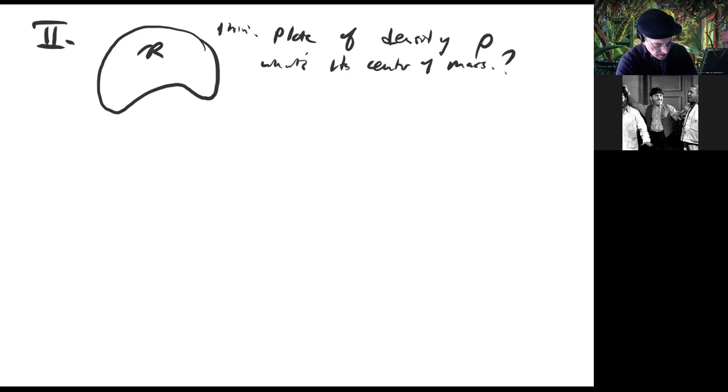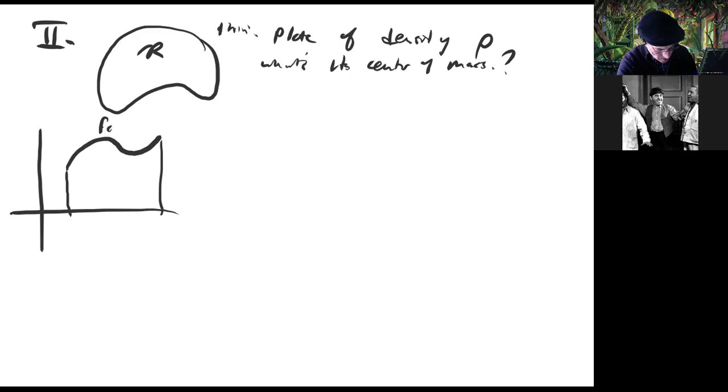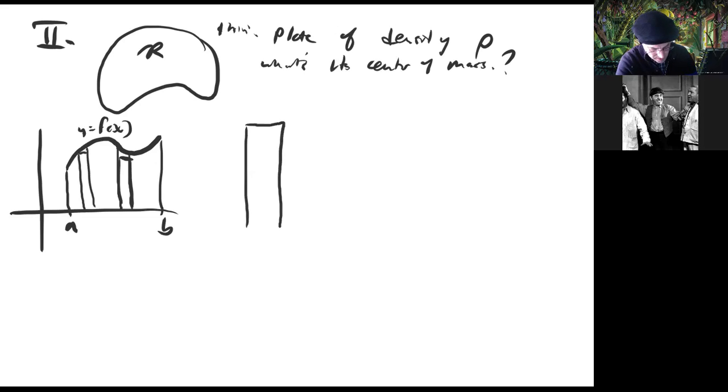Okay, so here's the case we'll consider first. Suppose R is given by the region in the plane bounded by a function y equals f of x, from x going from a to b, and f of x is greater than or equal to 0. Okay, so what we do is we cut this up into strips, as usual, rectangular strips. So let's take one of these rectangles, and we'll compute the centroid of the rectangle.